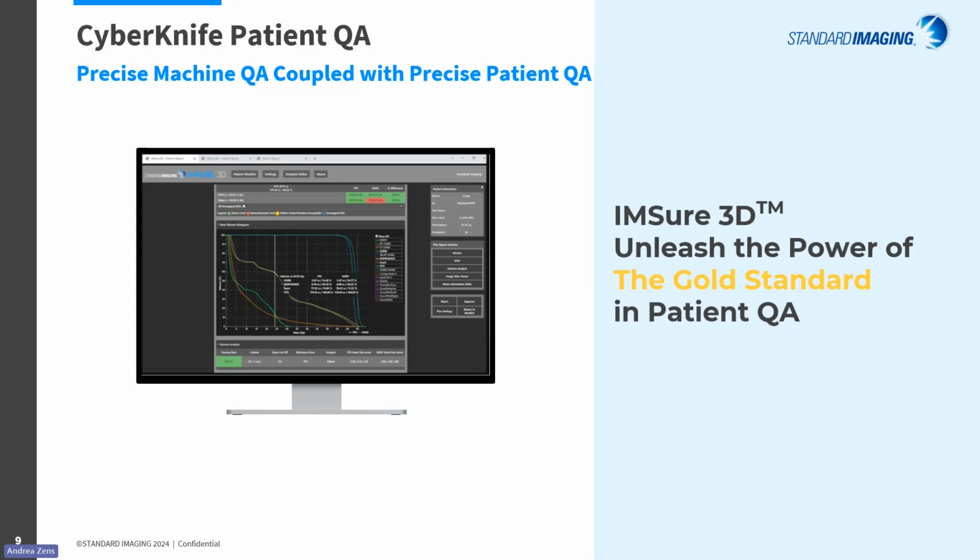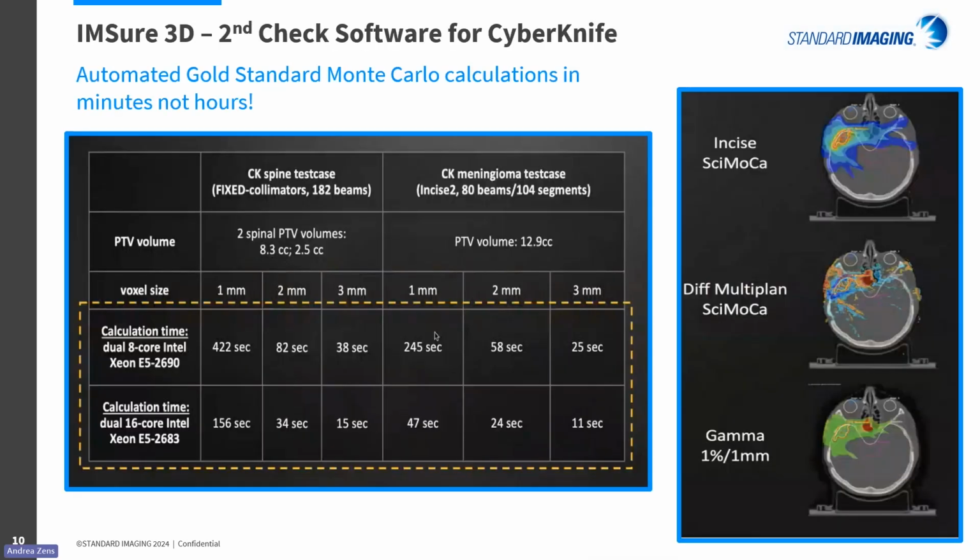So what's a solution? Well, our solution is IamSure 3D, a gold standard in patient QA. So what makes IamSure 3D a gold standard? Of course, you're going to ask that. Reasonable people do. It's the proven accuracy of the SIMOCA Monte Carlo algorithm, combined with the precision of custom machine-specific beam models that ensure fast, simple, and reliable automated patient quality assurance computations.